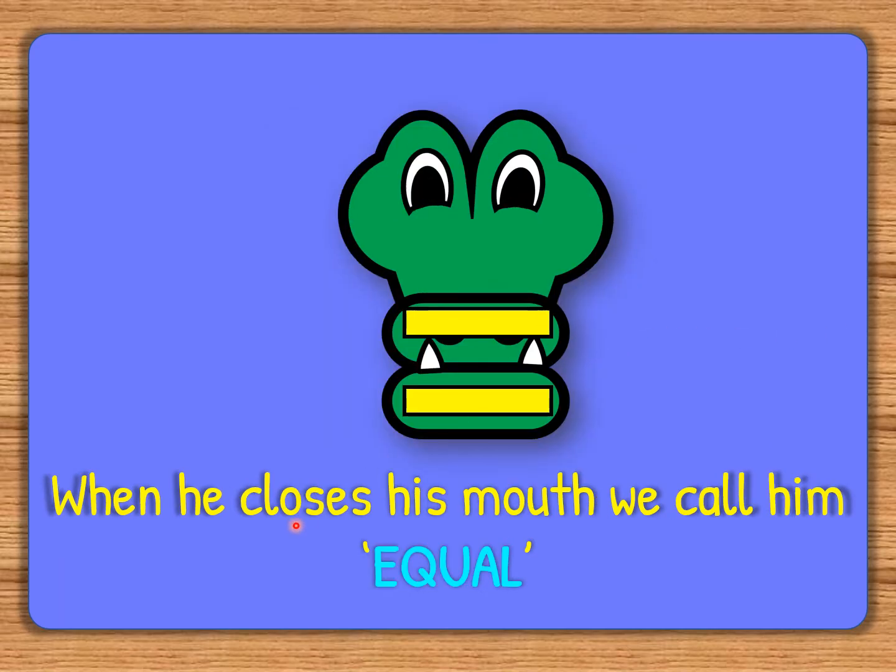Remember, when he closes his mouth, we call him equal. Why do we call him equal? Because both numbers on both sides are the same, so he just closes his mouth. So the lines here show his mouth is closed. We call that sign the equal sign.